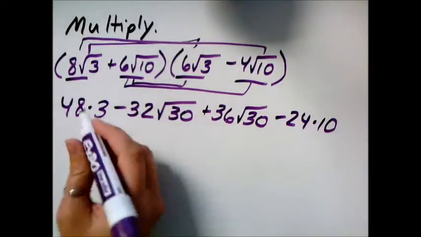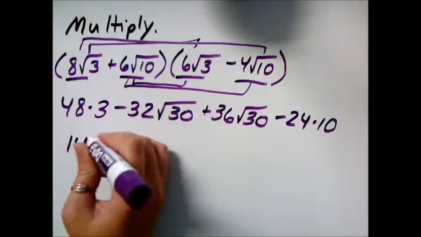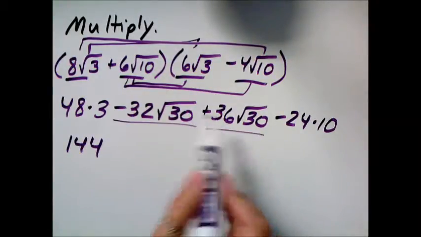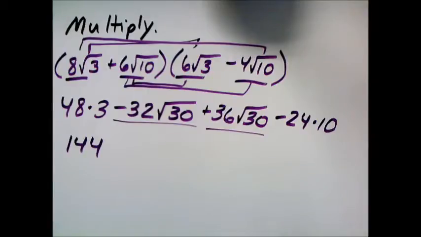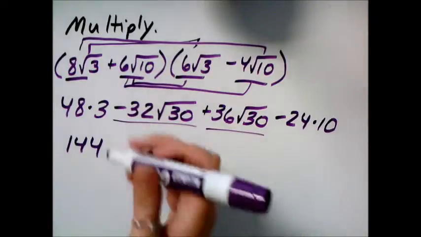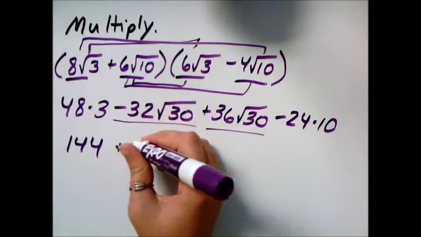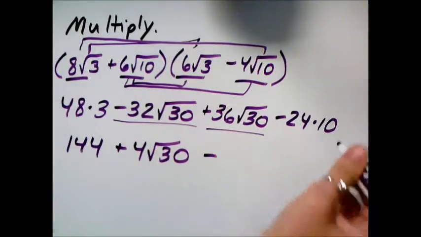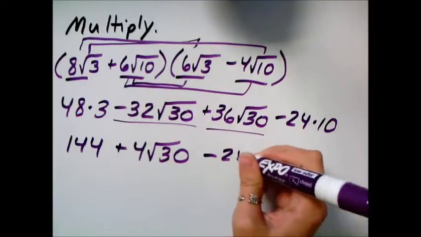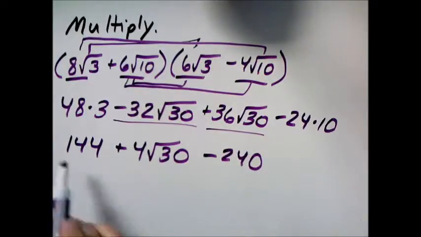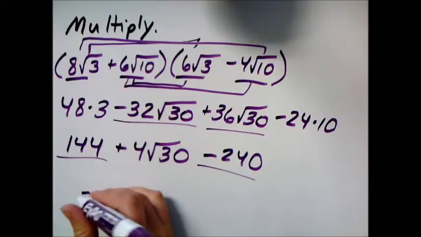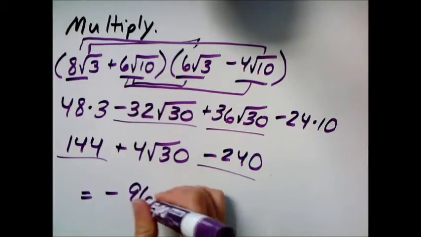And so here we have 48 times 3, which is 144. And then notice these are like terms because they're both telling me how many square root of 30s I have. And so it looks like positive 36 and negative 32 gives me positive 4 square root of 30. And then minus 24 times 10 is 240. And so last like terms, these are just constants. So 144 minus 240 gives me negative 96.